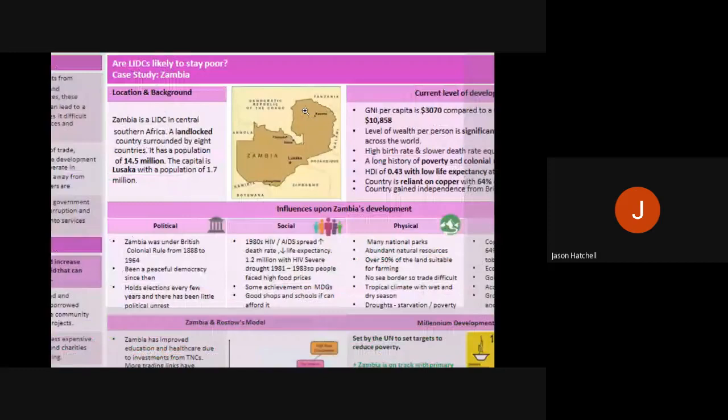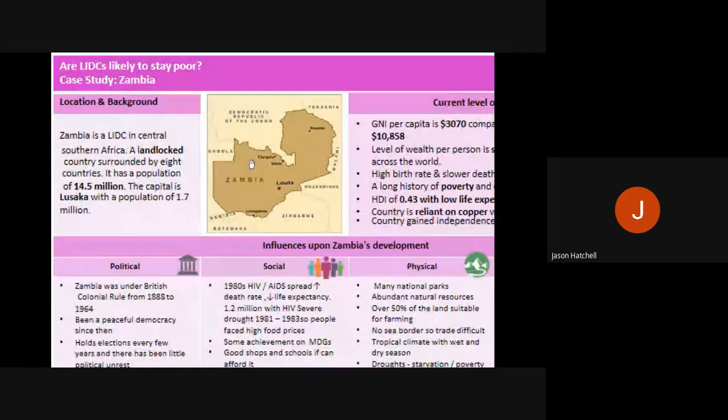And the first thing was location and background. Where is it? What is it like? So it's a landlocked country, which means, as Sir mentioned earlier, it is surrounded by other bordering nations, as you can see in the map on screen: Namibia, Zimbabwe, Mozambique, Malawi, Tanzania, and so forth. It has a population of 14.5 million people, and its capital is Lusaka, which is in the south central region of Zambia. And that capital city has a population of 1.7 million.